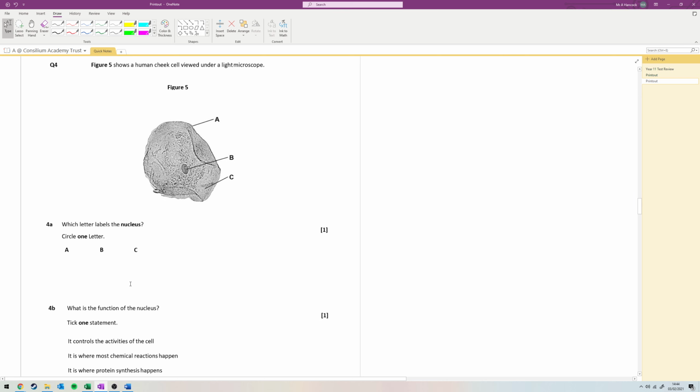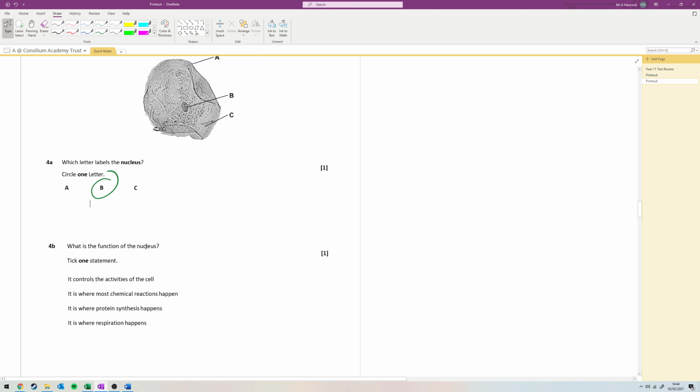Question 4. Figure 5 shows a human cheek cell viewed under a light microscope. Which one is the nucleus? Well, we should get this one, right? Nucleus is B. We should know that C is the cytoplasm and A is the cell membrane.